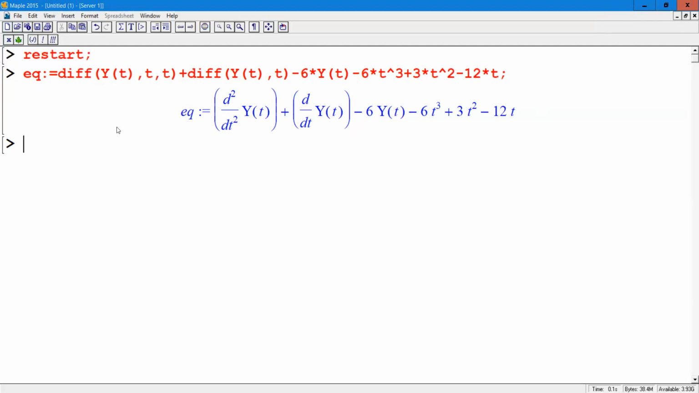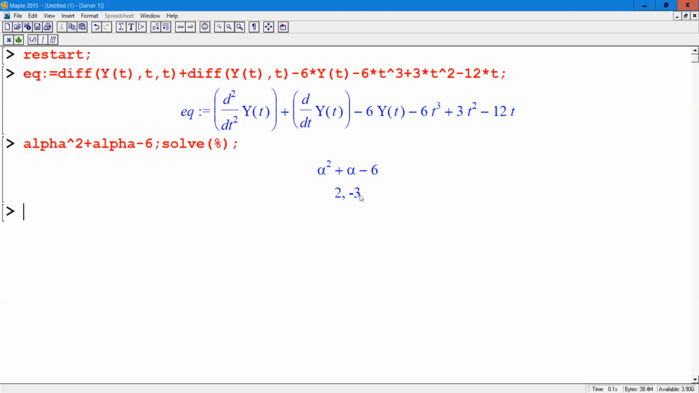In the first part, we solved the characteristic equation, which was alpha squared plus alpha minus 6, and we obtained a homogeneous response. This is the characteristic equation. If you solve this equation, the roots are 2 and minus 3.